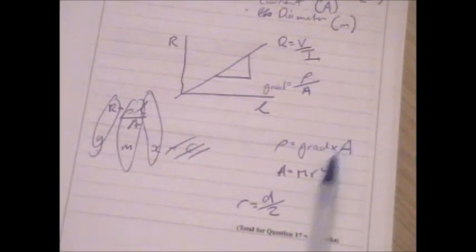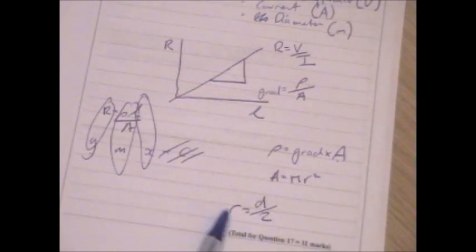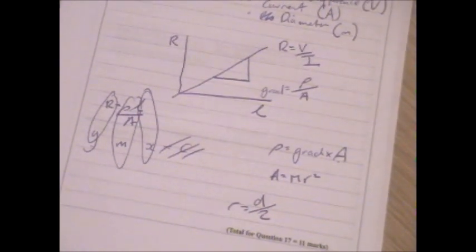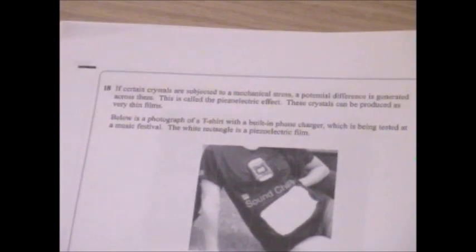But how do you get cross-sectional area from diameter? We're saying that cross-sectional area is pi r squared, and r is equal to diameter divided by 2. So it's about being thorough and making sure you're stating everything you need to do to get all 9 marks available. Okay, so next question is question 18.